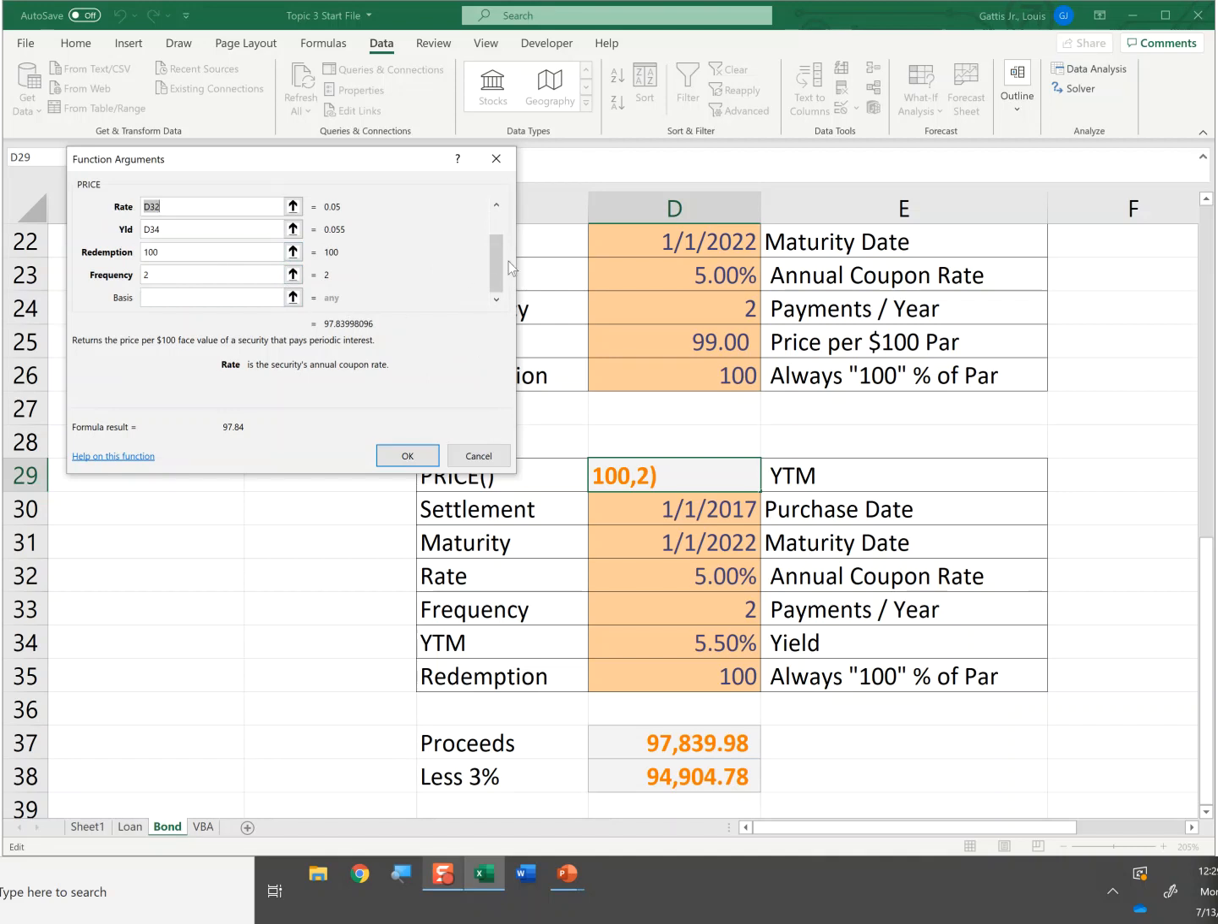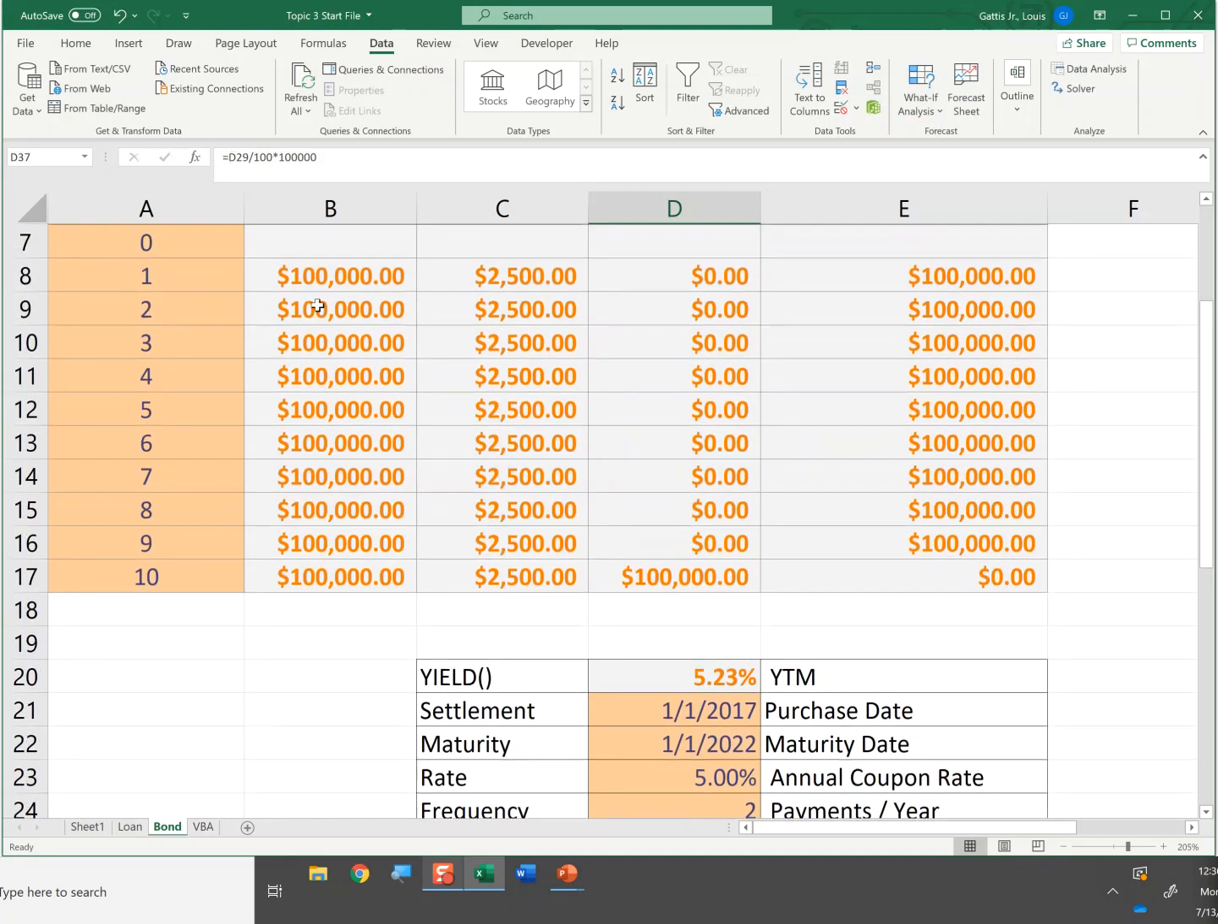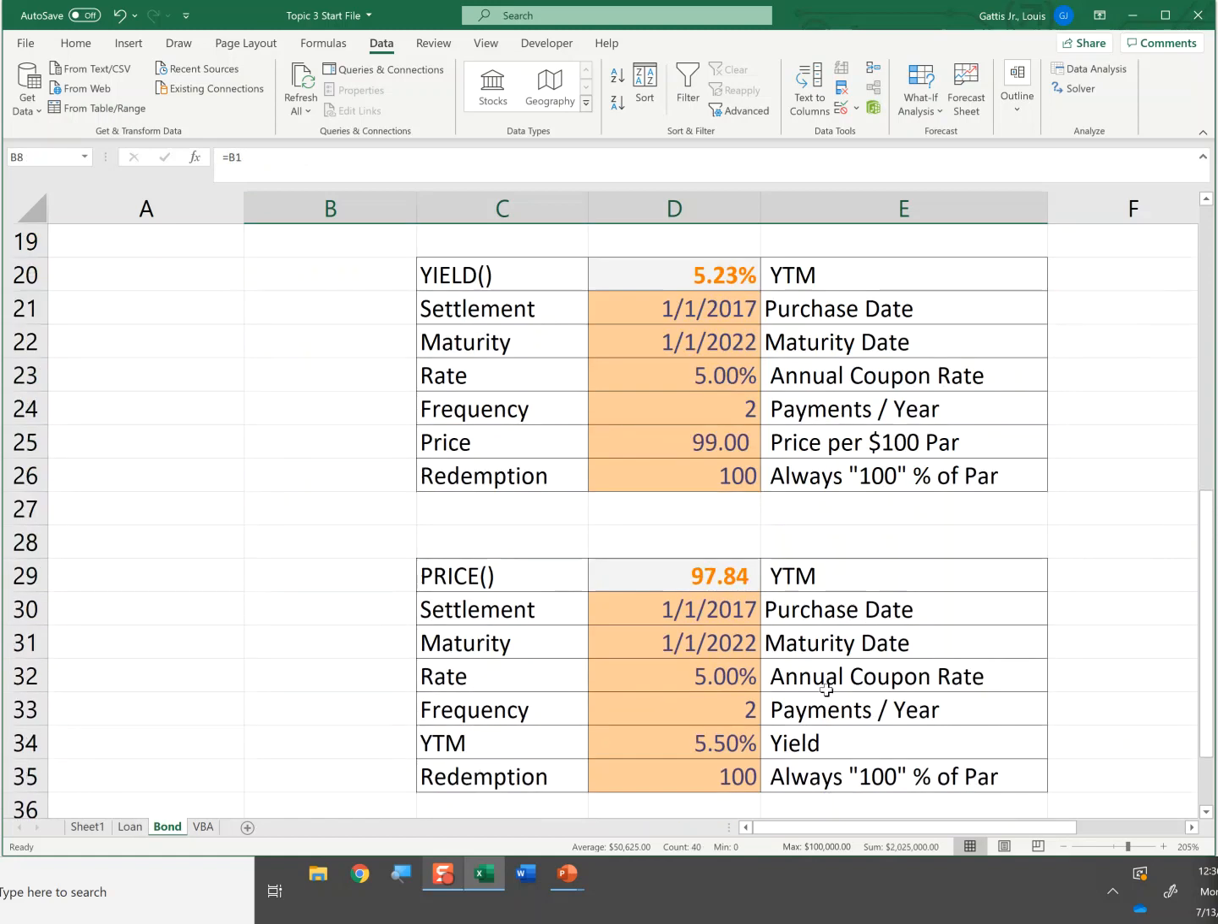So again, let's think about the inputs. This is a 5-year bond that pays 5%. However, the investors actually want to yield 5.5%. The only way you can yield 5.5% is if they only pay 97.84% of the par. So in other words, the investors will pay you $97,839. They will then get all the payments that look like these, and effectively they will get a 5.5% return.